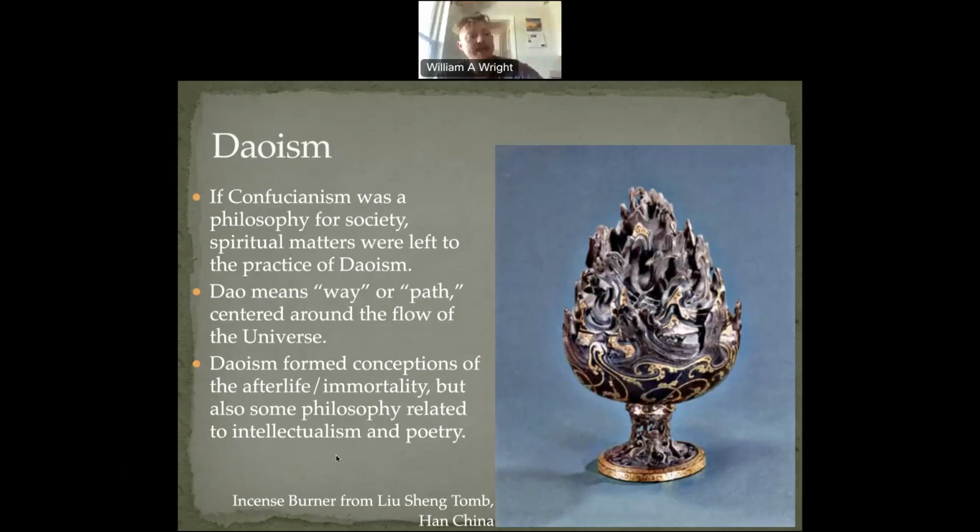Now, on the spiritual side of things, an answer to Confucianism, we have spiritual matters or the practice of Taoism.